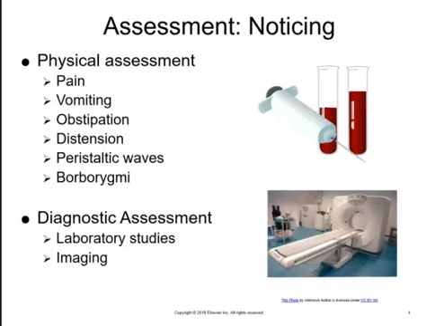Imaging is going to most often involve an abdominal CT or an ultrasound. They may also order a KUB, which is an abdominal x-ray. KUB stands for kidney, ureters, bladder. And they may also perform an endoscopic procedure for more direct visualization of the problem.